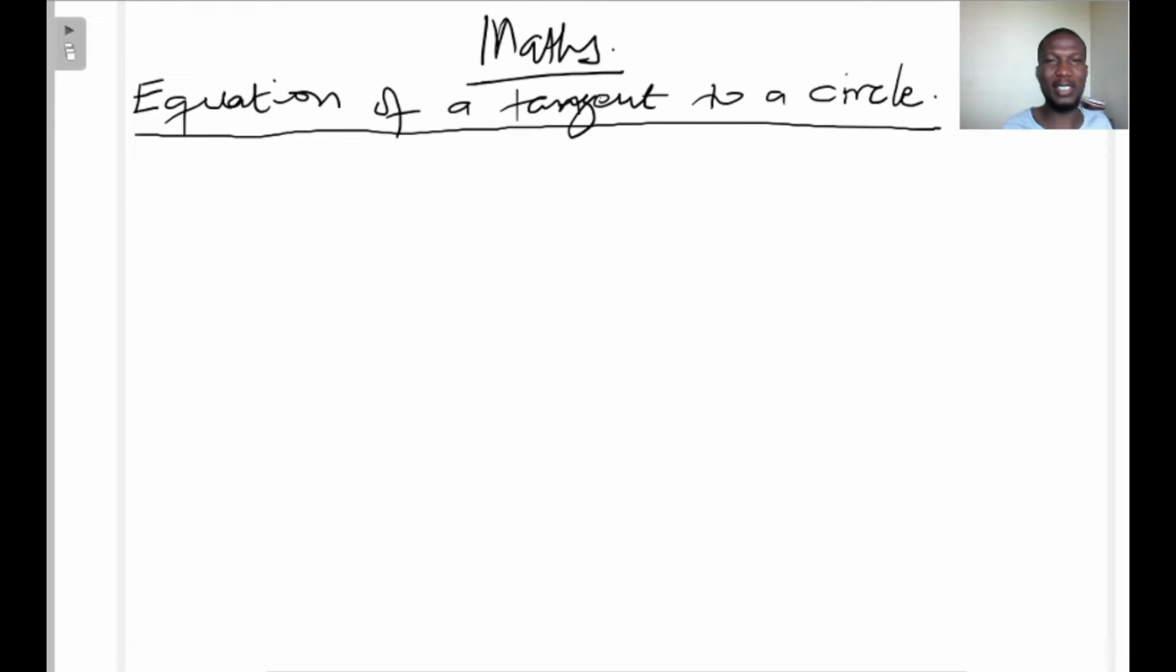Some of the links I'll be sharing with you at the top right now. You can verify them. But one thing I need to say about this is that the tangent to a circle is a straight line. For that matter, it has the general equation of a straight line, which is ax plus by plus c equals 0. So this is just what I want to state. We now take the steps in finding the equation of the tangent to a circle.